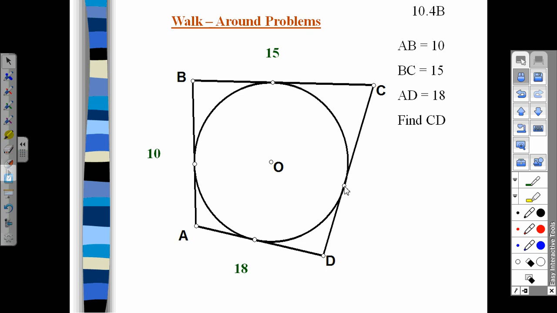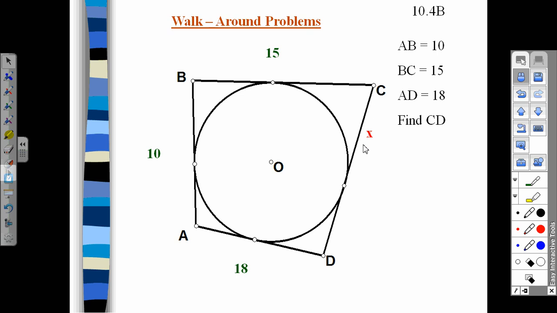Now you get to decide, where do you want to start? Do you want to start down here with this part of the segment, D to this point of tangency? Or do you want to start up here with this part of the segment, C to the point of tangency? It really doesn't matter which way you decide to go, but on one of those segments, either this one up here or that one down there, you're going to place an X. Okay, so I decided to start up here.